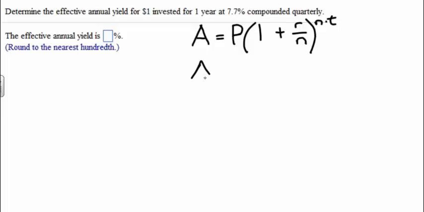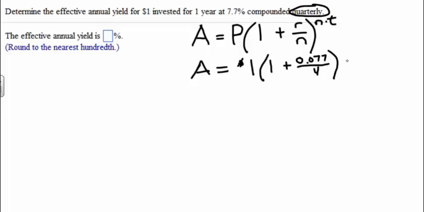So in this case we have A is equal to the principal is only $1 times 1 plus the interest rate as a decimal would be 0.077 divided by the number of compoundings a year. Since it says quarterly, that means n is 4, to the n times t. Well, since this is only for 1 year, this would just be 4 times 1.